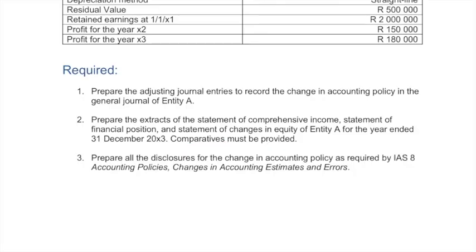The third part of the required asks us to prepare all the disclosures for the change in accounting policy as required by IAS 8, Accounting Policies, Changes in Accounting Estimates and Errors. Now, the last thing we need to do is the disclosures that are required in terms of IAS 8. If you remember in the slideshow that I did at the beginning where we discussed the disclosures, you can jump back to that timestamp now just to refresh yourself.